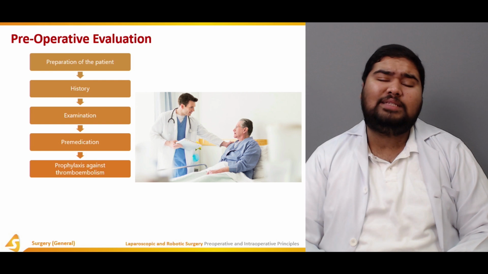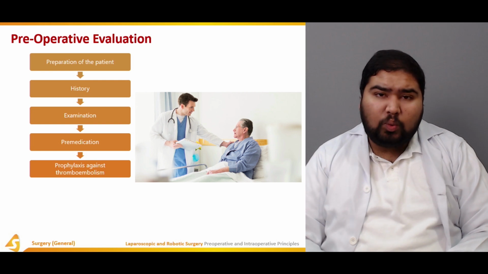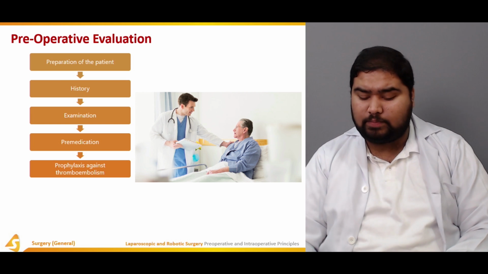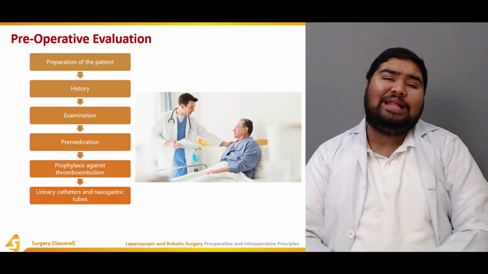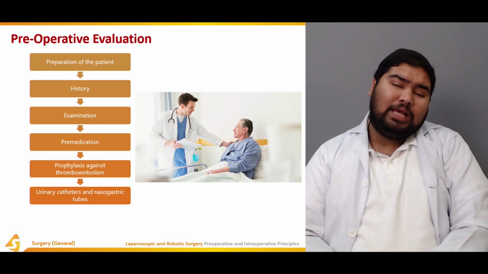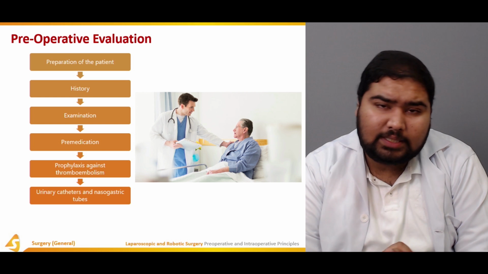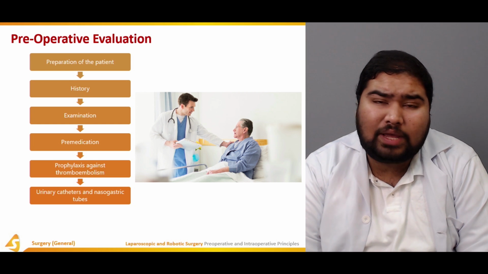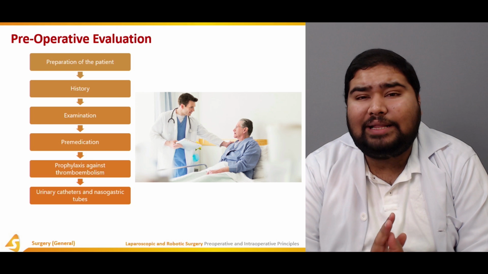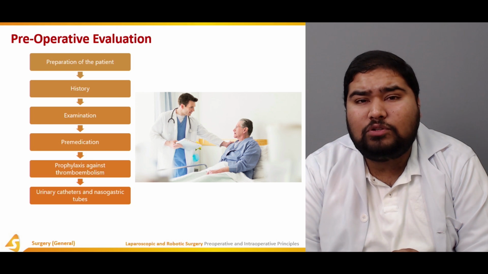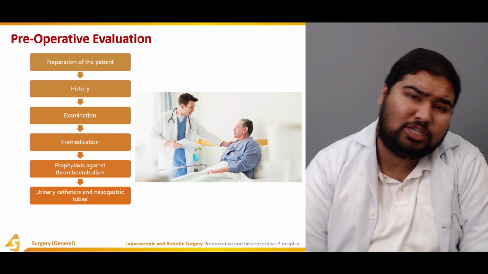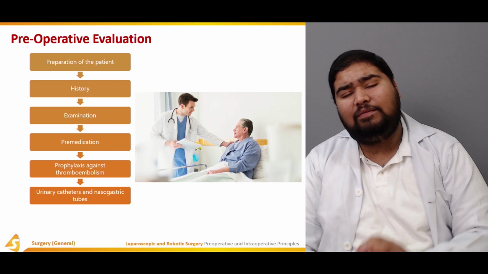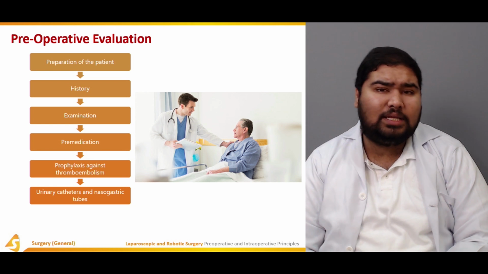The prophylaxis for thromboembolism should always be given to these patients, and the prophylactic care, the pressure stocking, should always be there. Then the urinary catheters and the nasogastric tubes. Now these are controversial. In a traditional surgery, you would always catheterize the patient and the nasogastric tube would be inserted. Now, catheterization of the patient in a laparoscopic or a minimal access surgical procedure is only done to check for the urine output, and usually after the surgery or within 1 hour after the surgery, this catheter must be removed.